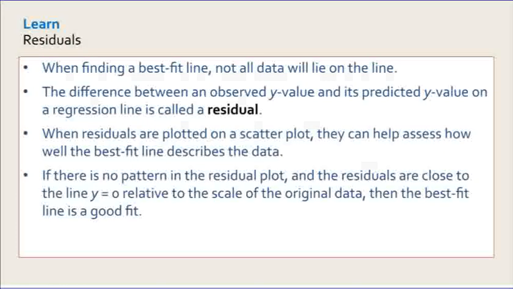The last part is looking at residuals. What do they mean by residuals? When finding a best fit line, not all data will lie on the line. The difference between an observed y value and a predicted y value on a regression line is called a residual. So it's really how far away is a point from the line. When residuals are plotted on a scatter plot, they can help assess how well the best fit line describes the data. If there is no pattern in the residual plot, and the residuals are close to the line y equals 0 relative to the scale of the original data, then the best fit line is a good fit.